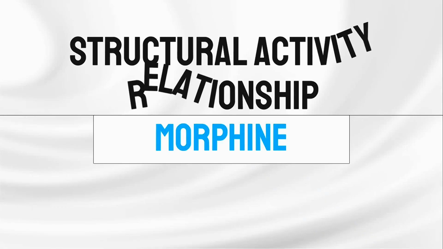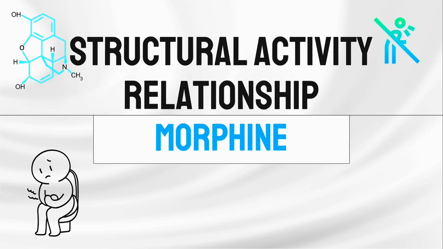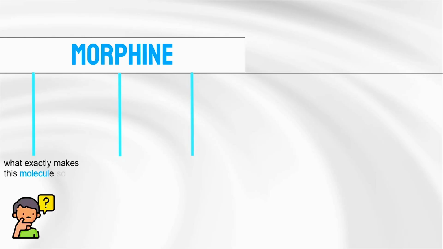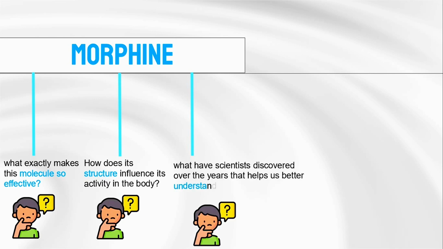Welcome, everyone, to our deep dive into the fascinating world of morphine and its structural activity relationships. Morphine, a name synonymous with pain relief. But what exactly makes this molecule so effective? How does its structure influence its activity in the body? And what have scientists discovered over the years that helps us better understand and utilize this remarkable compound?